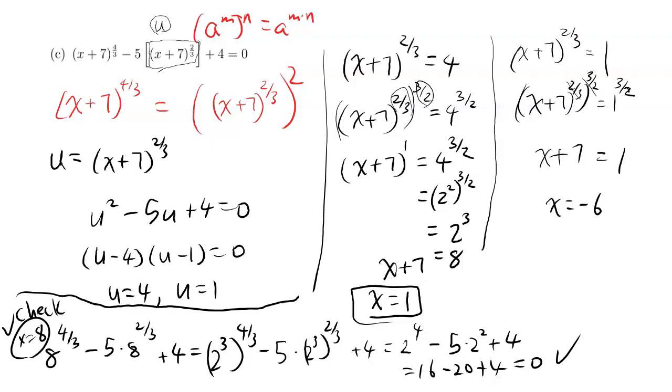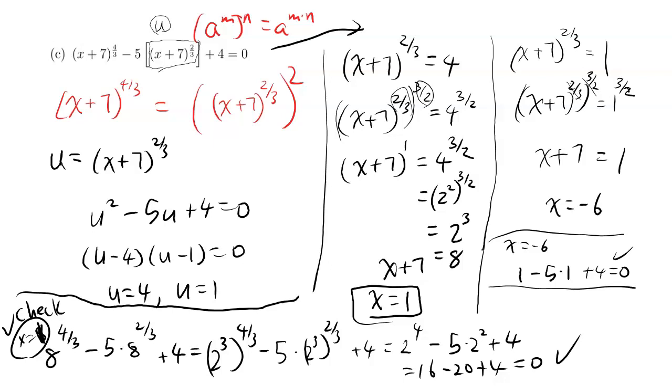x equal to 1. 1 is indeed a solution. And also you can check for x equal to negative 6. That's even easier, because if x is negative 6, this is just 1. So for x equal to negative 6, you get 1 to some power is always 1, minus 5 times 1 plus 4. And 1 minus 5 plus 4 is indeed 0. So that does work. Okay, so the final answer for this, let me just write it here. Answer is x equals 1 and negative 6.